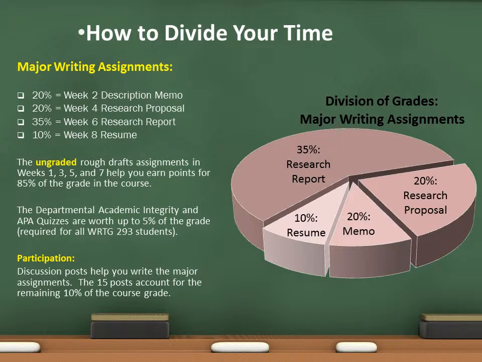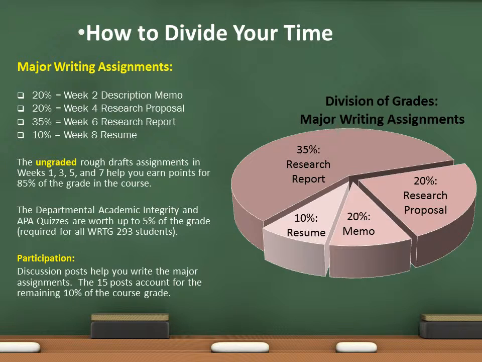Now, if you look on the left side of the screen, you see that 85% of the course points are allocated in the major research assignments. That would be memo, research proposal, research report, and resume. You'll be doing research to write these, and then you will be writing them. You have the opportunity to submit ungraded rough drafts in weeks 1, 3, 5, and 7. Obviously, weeks 2, 4, 6, and 8 are where you earn the points for 85% of the grade.